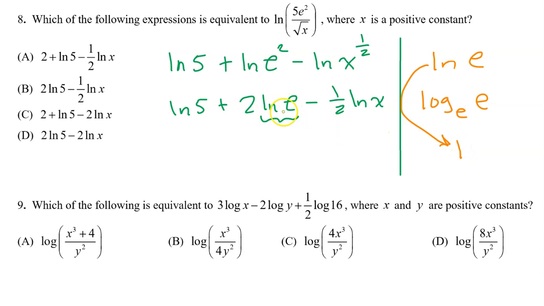So if I replace this with a 1, then we simply have natural log 5 plus 2 minus 1/2 natural log x. So looking over the answer choices, okay, there's my 2 plus natural log 5 minus 1/2 natural log x. The answer is A.